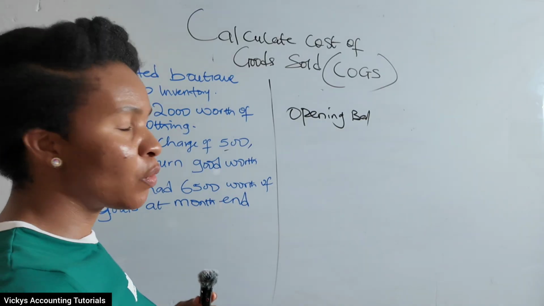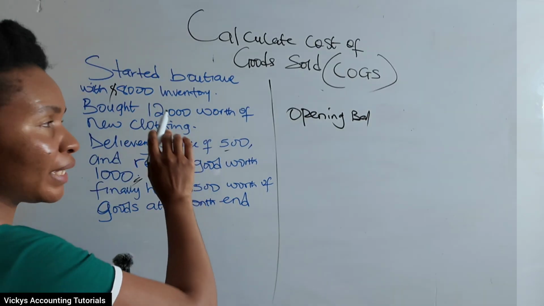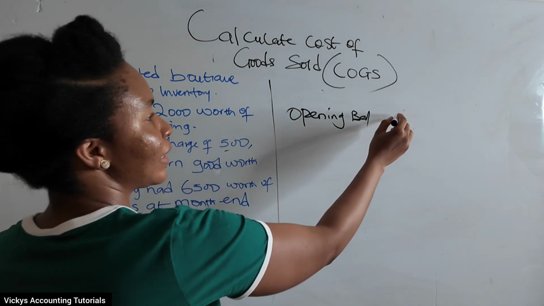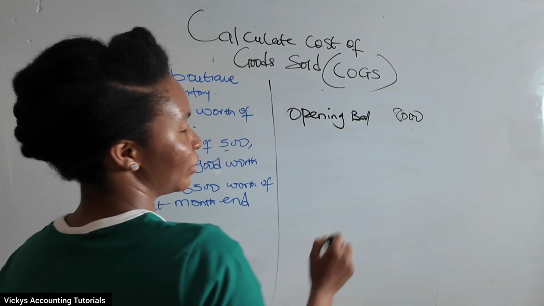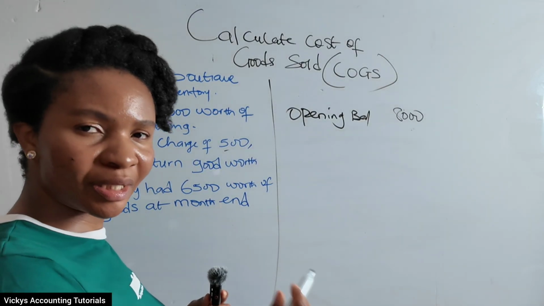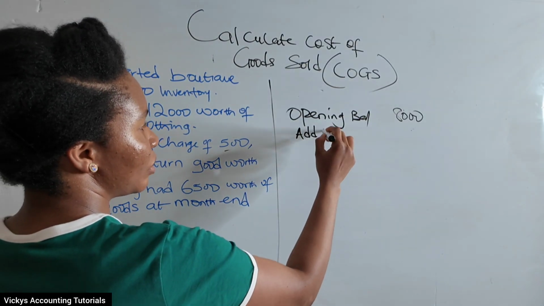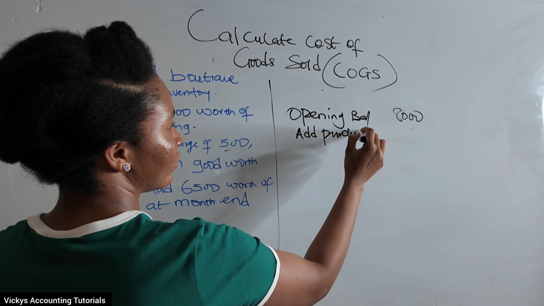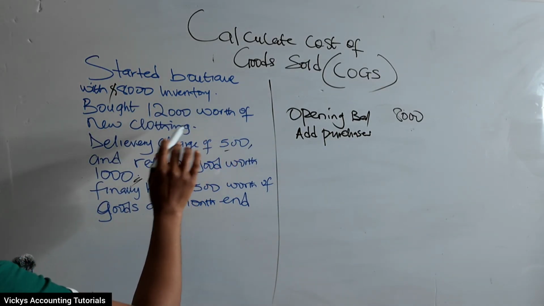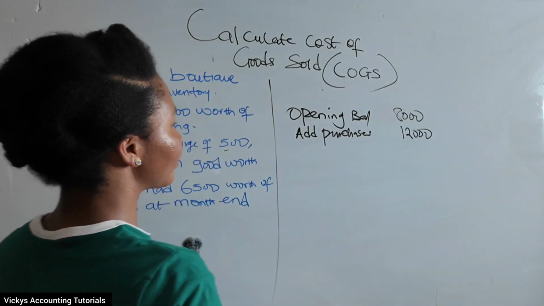So you ask yourself, what is the opening balance of the inventory at the start of the month? Based on the question that we've written out, we started the business with $8,000 worth of goods. Then during the month, we purchased additional inventory, so you say, add purchases. We bought additional clothing worth 12,000. Okay, we add that.